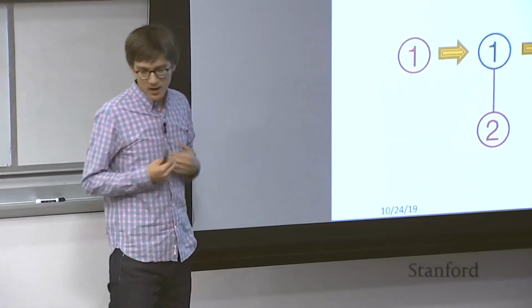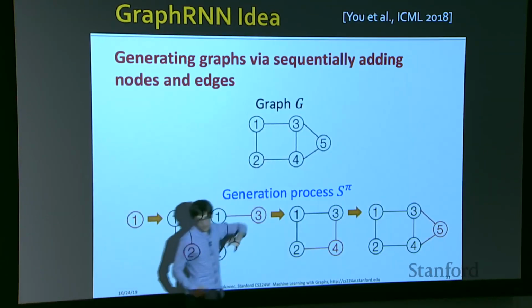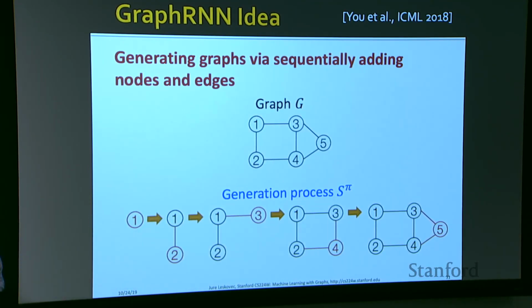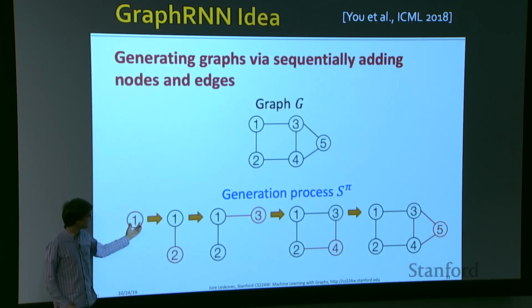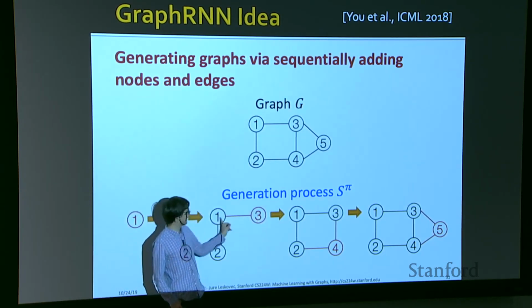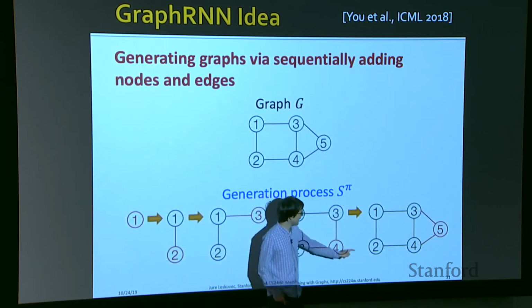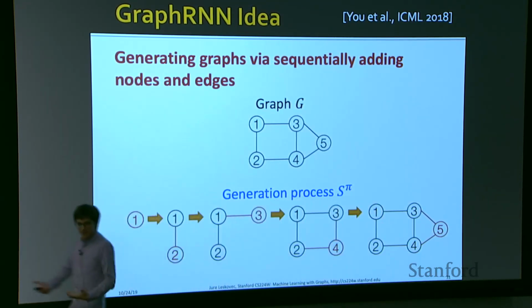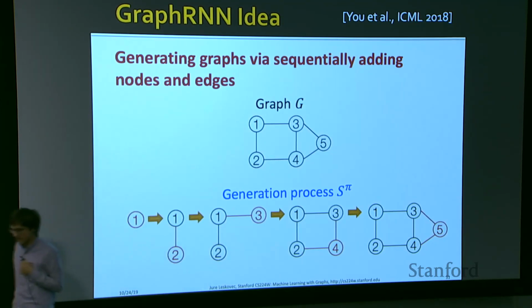So here is how we will do this. If I have a graph, and let's say the nodes are numbered in some way, I would like to write out the generative process, which I will call S, for this graph. To generate that graph, I start with node 1, then node 2 comes and connects to node 1, then node 3 comes and connects to node 1, then node 4 comes and I have to connect it to 2 and 3, and then 5 comes, connect it to 3 and 4, and I'm done. Okay, so that's the recipe to draw a graph. So we'd like to learn this sequential recipe.